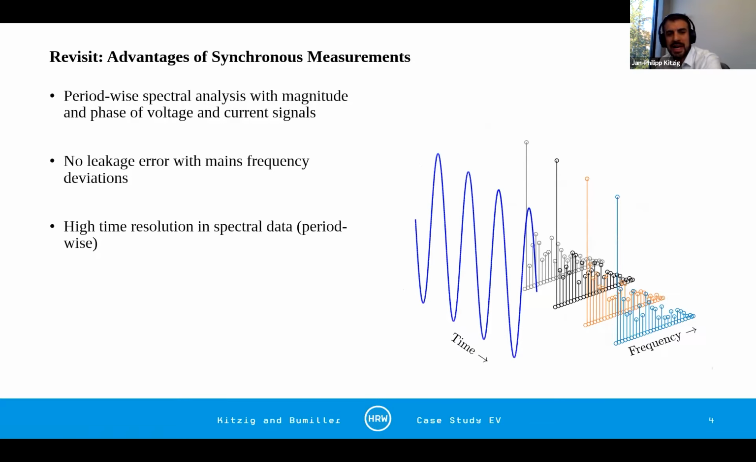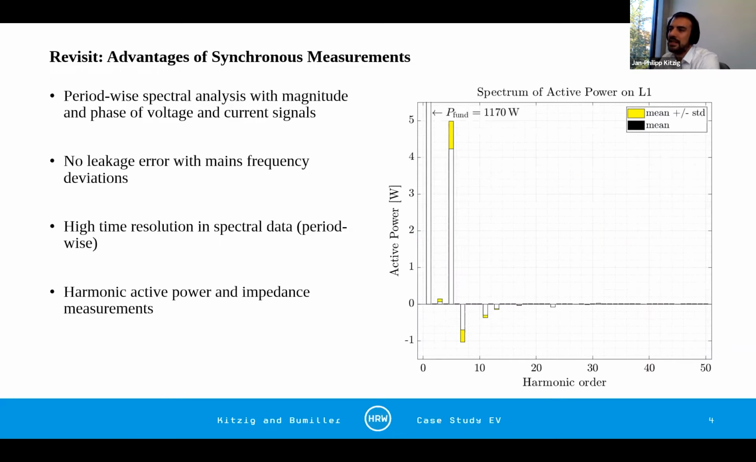So to speak, we have a high time resolution in the spectral data. Since we can use a single period for spectral analysis, or 2 periods, depending on the windowing that we perform, we obtain very much one spectrum per fundamental mains cycle. And we use that for the harmonic active power and impedance measurements.